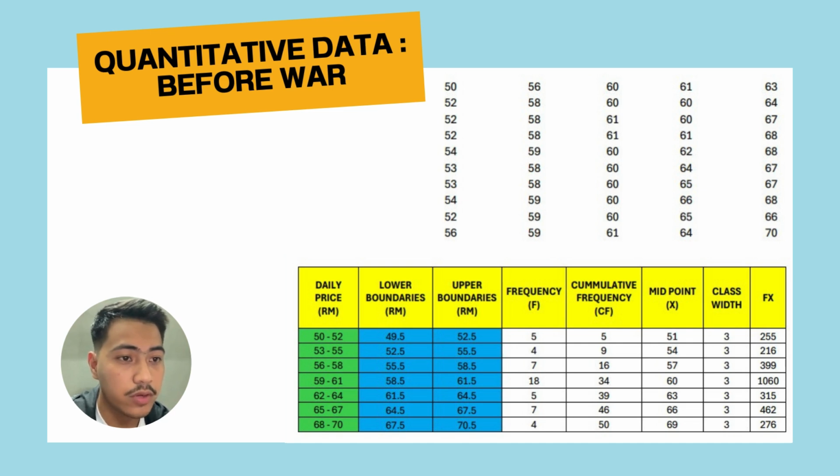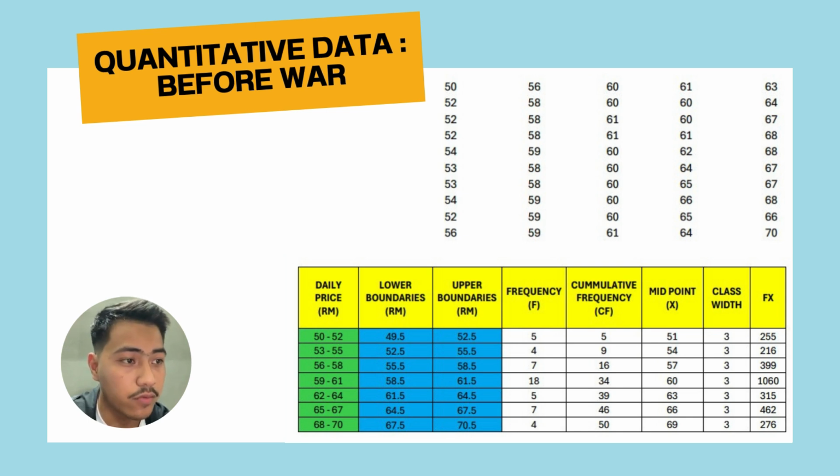Next we have the frequency. The frequency represents the count of observations within each class interval. Next we have the cumulative frequency. This indicates the cumulative count of all frequencies up to that class, useful for understanding the distribution over time.